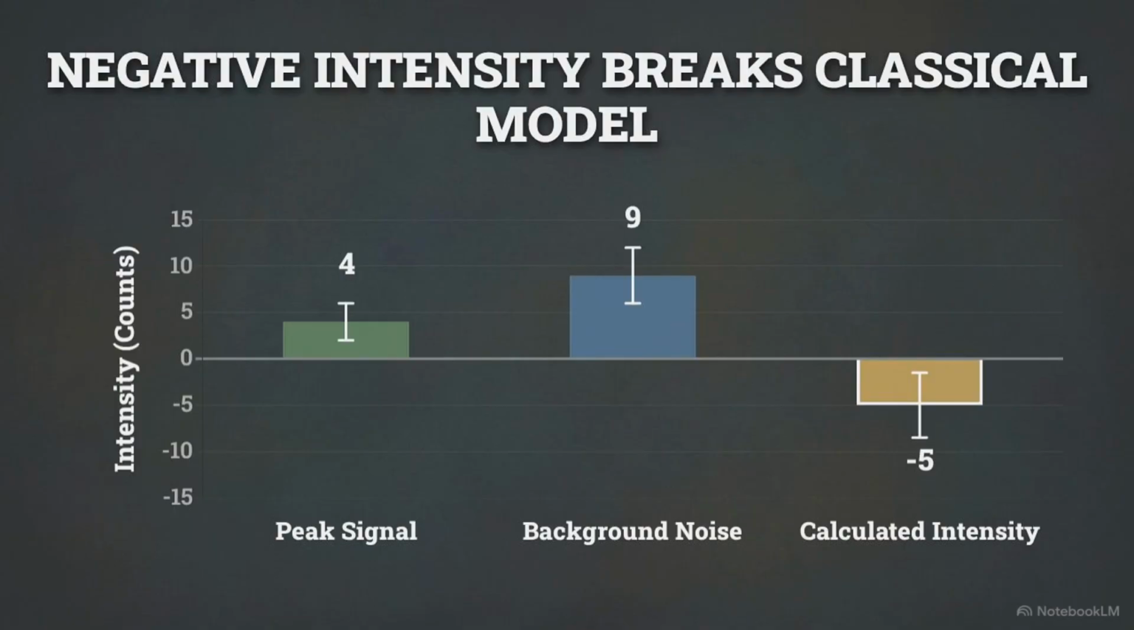This creates a hard mathematical stop. To convert this intensity into the structure factor amplitude needed to build the model, we have to take its square root.